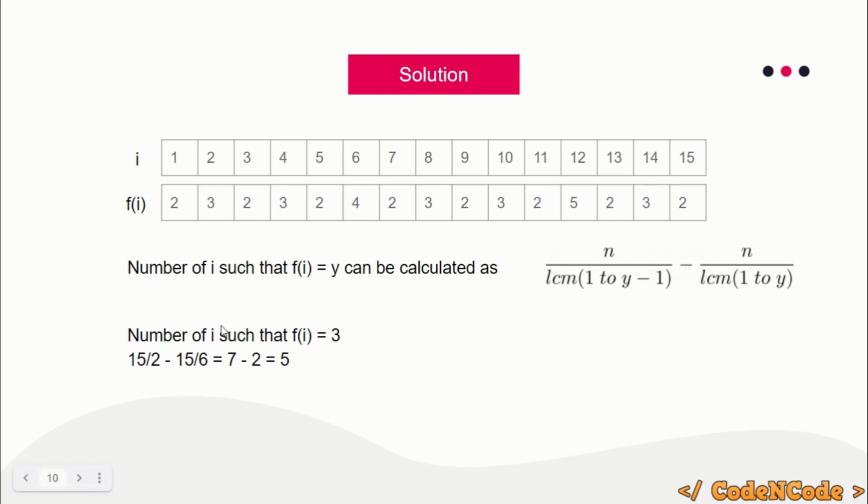See, we have to find all of the numbers I such that f of I is equal to 3, right? What does observation 3 tell you? Observation 3 tells you that if f of I is equal to 3, those numbers must be divisible by 1 and 2, right? That is observation 3. So first of all, find all of the numbers which are divisible by 1 and 2. How can you do that? Clearly you have to find the LCM of 1 and 2. LCM of 1 and 2 is 2. So all of the multiples of the LCM, that is 2, will be divisible by 1 and 2, right? So 2, 4, 6, 8, 10, 12 and 14, all of these numbers are divisible by 1 and 2.